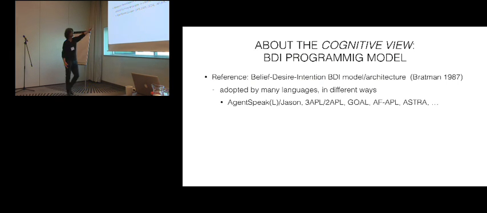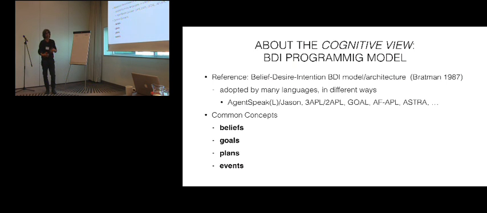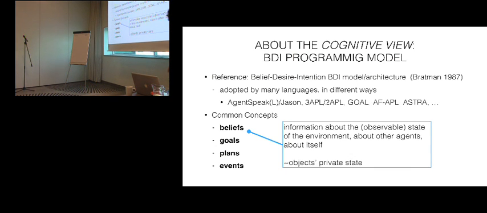AgentSpeak and 3APL, which will be discussed in the next part, are based on this BDI model. The first-class concepts you have to program an agent with BDI are, first, beliefs, which are the information that you have about your world: the observable state of the environment, other agents, and itself. So it's a way to model the internal state of the agent. Differently from objects, you can also model what the agent thinks it knows about the external environment, which could be changed by that environment. But anyway, it could be compared to an object's private state.